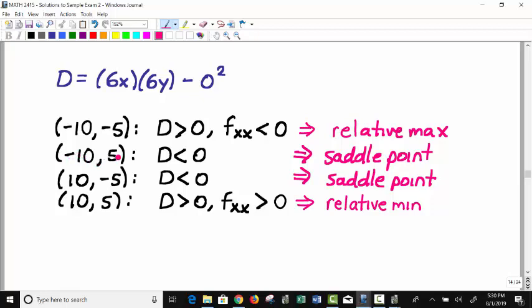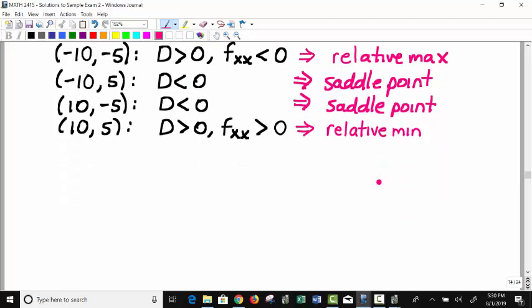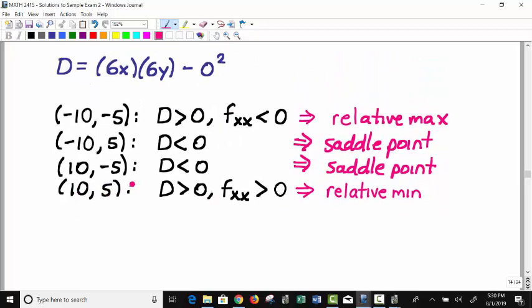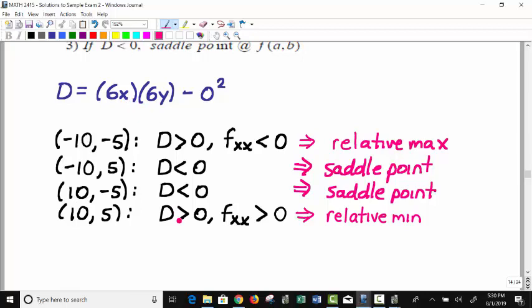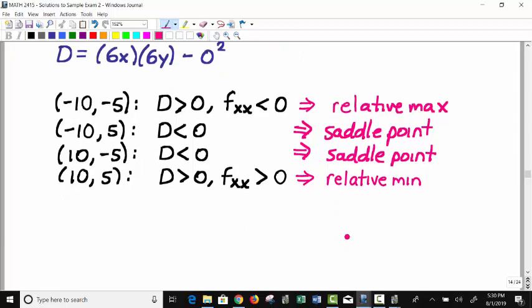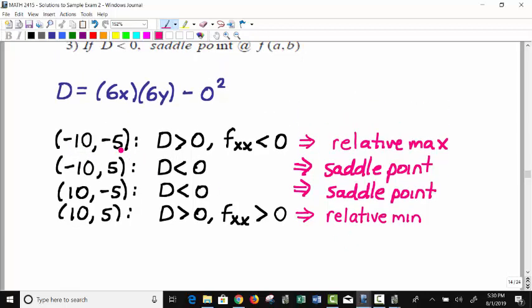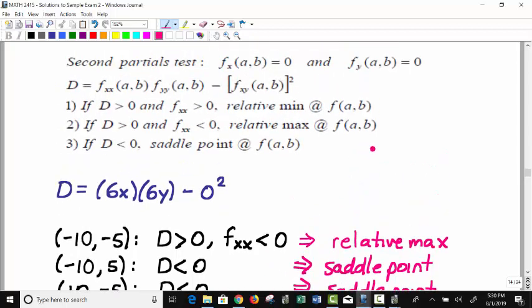For (-10, 5), D will be less than 0 because you'll have negative times positive, and when D is negative, it's game over, it's a saddle point. Same thing here, positive and negative will multiply together to be negative, another saddle point. And then 10 and 5 are both positive, which makes D positive, but fxx will be positive this time, so you have a relative min. So we have a relative max at (-10, -5), a saddle point at (-10, 5), a saddle point at (10, -5), and then a relative min at (10, 5).